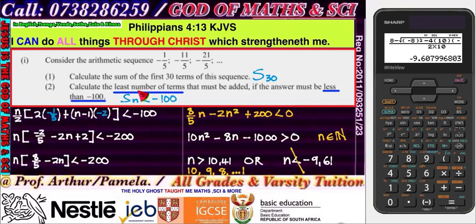Which one are they asking? Calculate the least number of terms that must be added if the answer must be less than negative 100. Can you see it says greater than the greatest? So they say the least. Now look at this. I'm getting 1 to be the least. Is that really so? Because it will be just that term by itself.